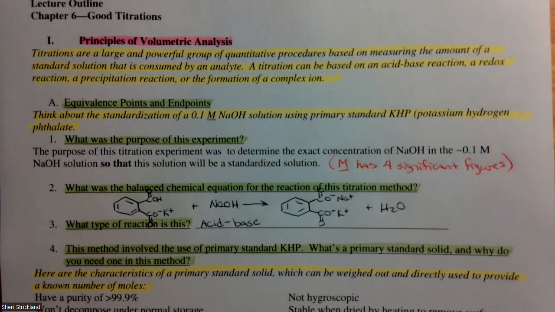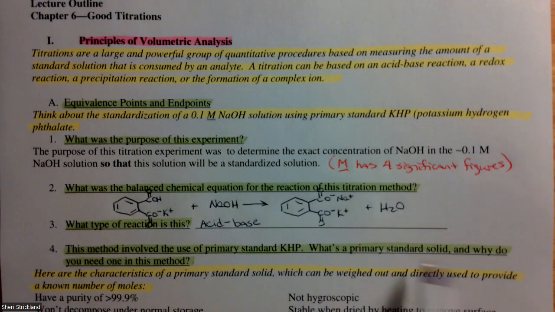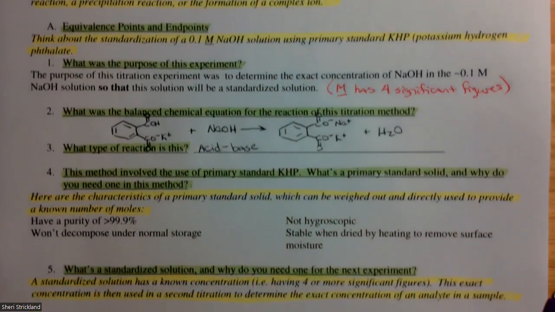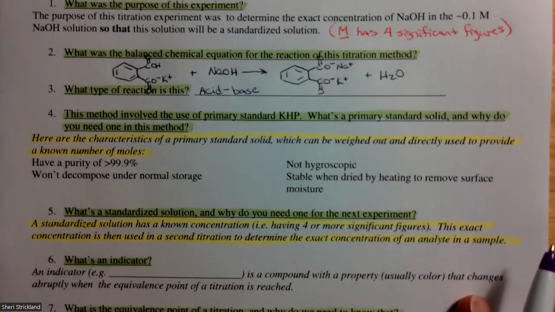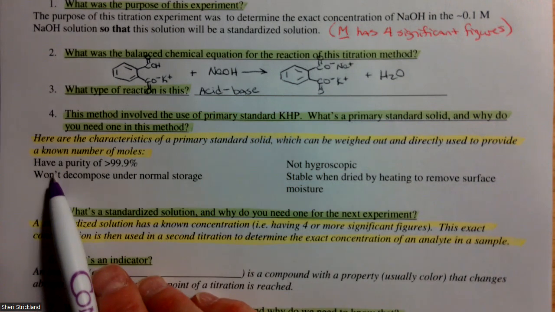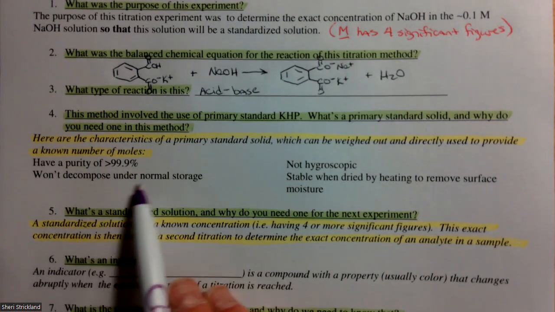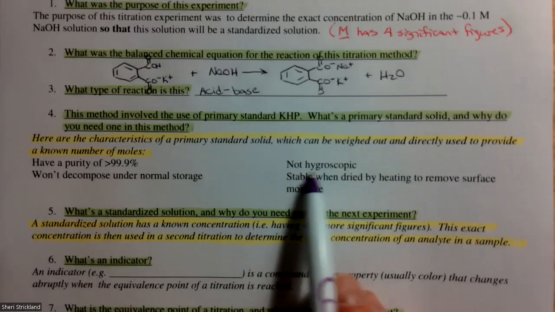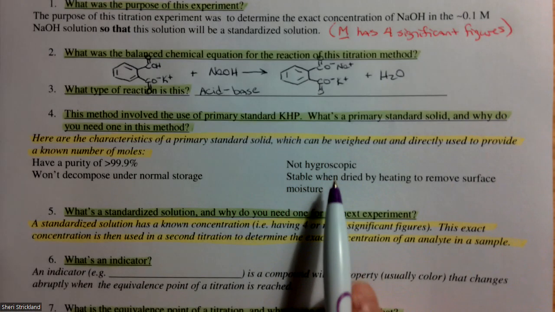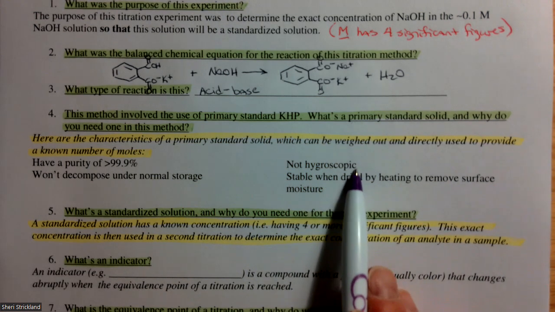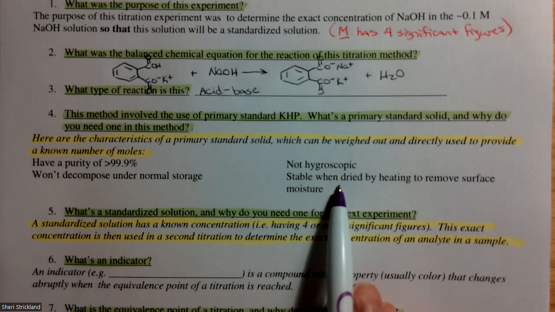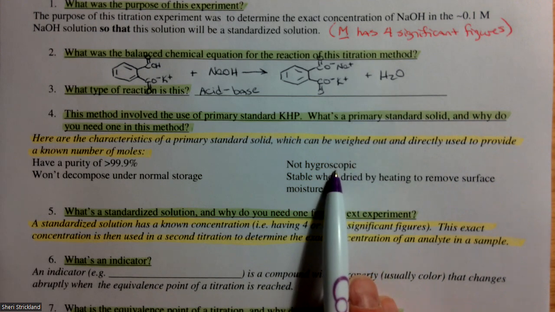All right. So in order to standardize this solution and find out exactly what its concentration is, we need a primary standard solid, because a primary standard solid can be weighed out and directly used to provide a known number of moles because the solid is particularly stable. Starts out with a very high purity, won't decompose under normal storage. It's not hygroscopic like sodium hydroxide is. It's stable when dried by heating to remove surface moisture. So with hygroscopic solids, even if you dry them in the oven, you can't get all the water out because it's not all on the surface.